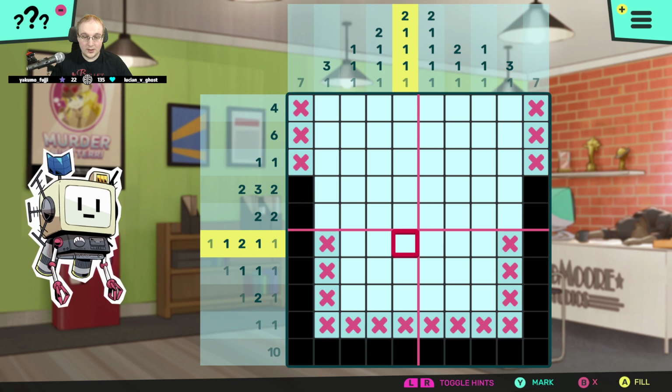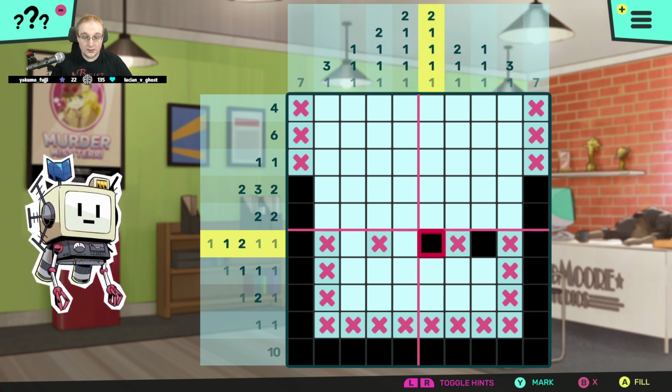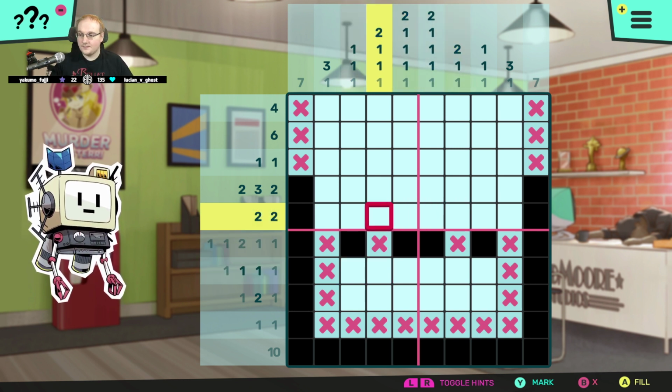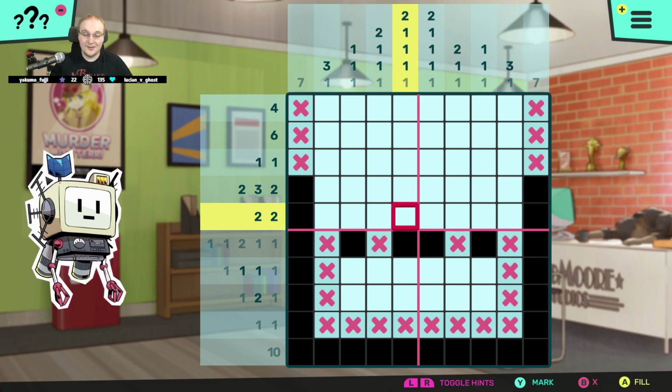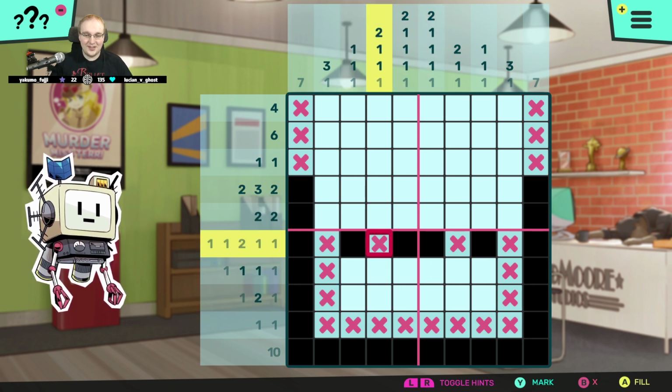And I've got to put a 1, a 2, and a 1 in there, which actually means that that's got to be that. Is it a bin? Probably. Is it a Large Hadron Collider? Probably not.